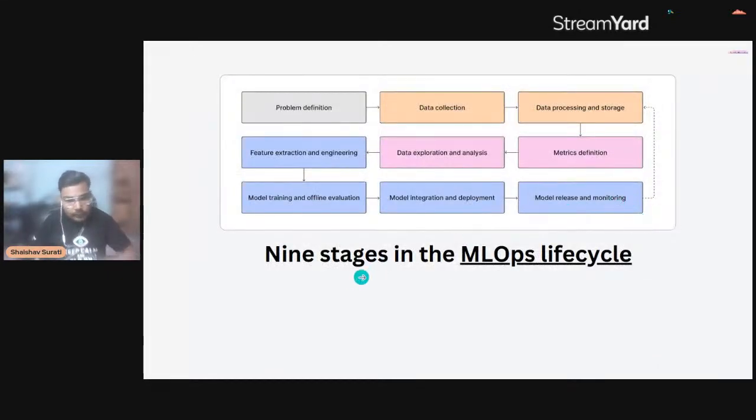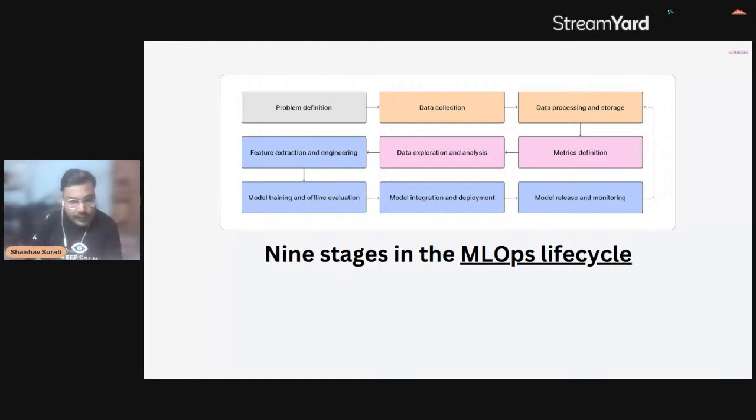And here is the MLOps life cycle. Basically, in the life cycle there are various stages: problem definition, data collection, data processing and storage, metric definition, data exploration, feature extraction, model training, and also model integration and model release. First of all, we discuss problem definition. Problem definition is the problem statement we are working on for our system.